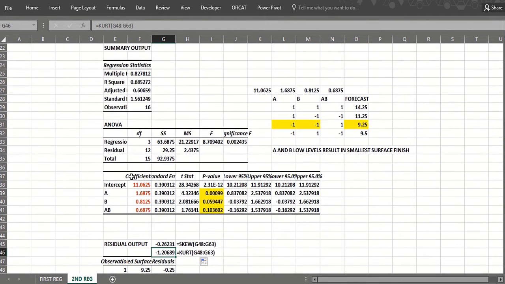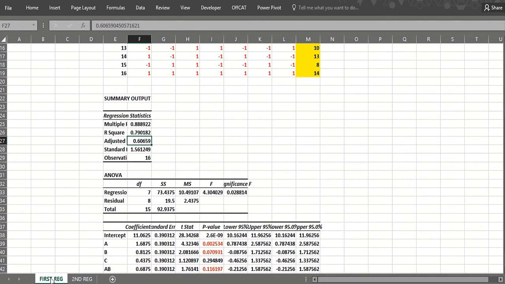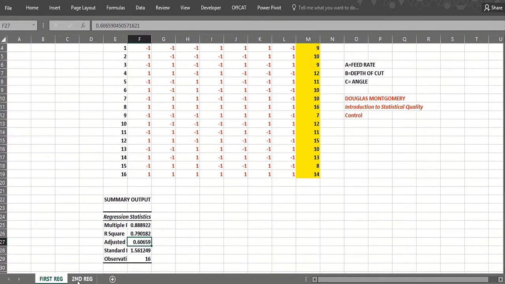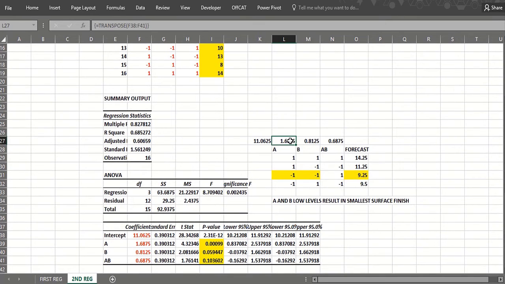Now, which level of the factors? The C doesn't really matter here. Again, C was the angle. So for the feed rate and depth of cut, should we do low or high? Well, I tried all four combinations: +1 for both, -1 for both, +1 and -1, and -1 and +1. Then I put in the coefficients. The coefficient of A is right here, the coefficient of B is right here, the coefficient of AB is right here, and the constant is here. Then for the forecast, I would just take the constant plus the sum of products of these weights times what we have for A, B, and the A-B interaction.